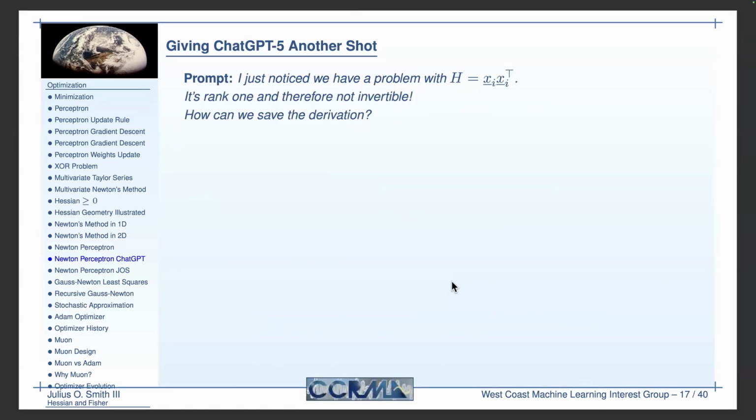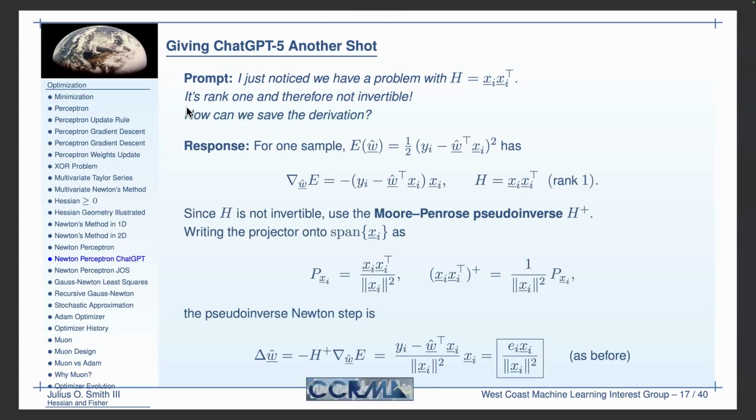And so then I went back to ChatGPT 5 and I said, all right, I just noticed we have a problem with this matrix. It's rank 1 and we can't invert it. How do we save this derivation? And it was good. It just immediately knew what to do. It went to the Moore-Penrose pseudoinverse. You think of that as just inverting the part of the space that you can and leaving the rest of it alone. So this is the projection operator onto x. And so x transpose will take a dot product with whatever you give it, and that's the projection coefficient, and then you multiply that by x itself, and that's your projection.